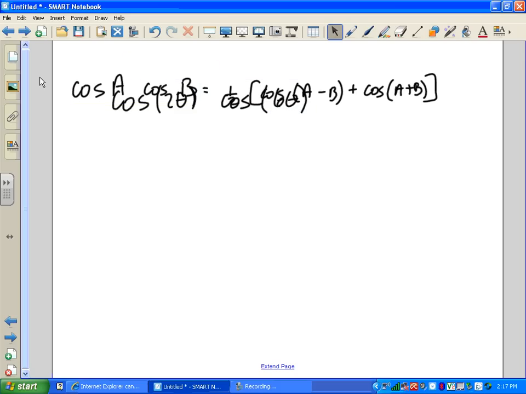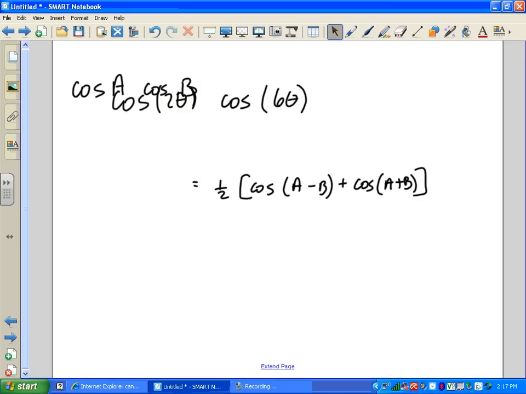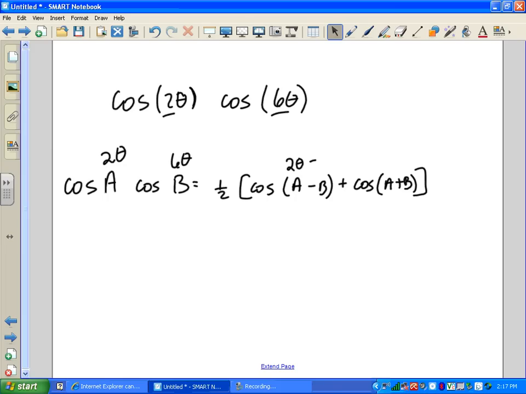Okay, so this is what I'll use here. Now all I have to do is fill in the A and the B. So notice there's the A, there's the B. So A is 2 theta and B is 6 theta. So let's put all this in here. So this will be 2 theta minus 6 theta. That's going to be negative 4 theta. And then 2 theta plus 6 theta, that's just going to give me 8 theta.